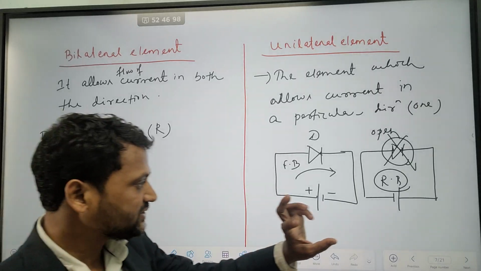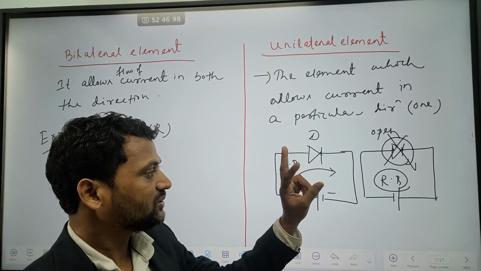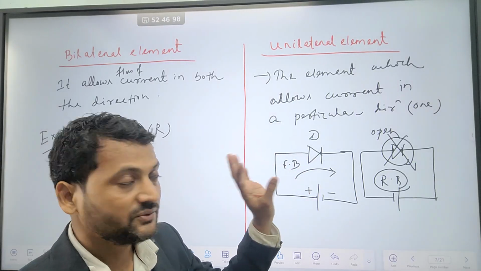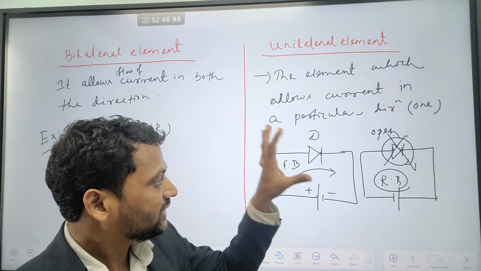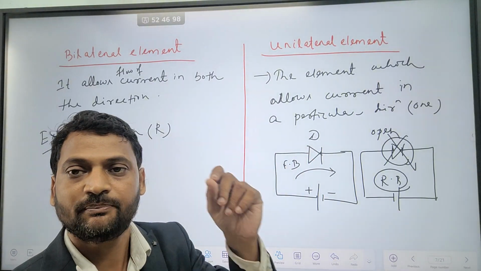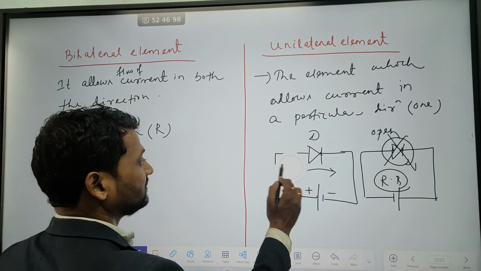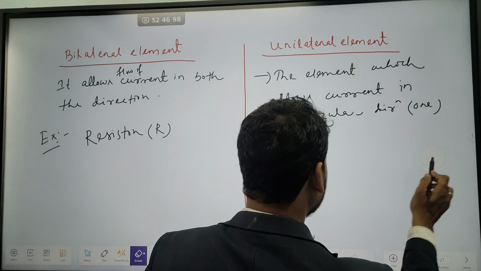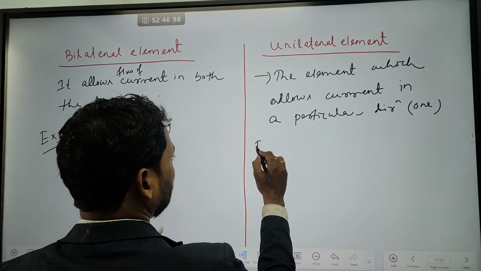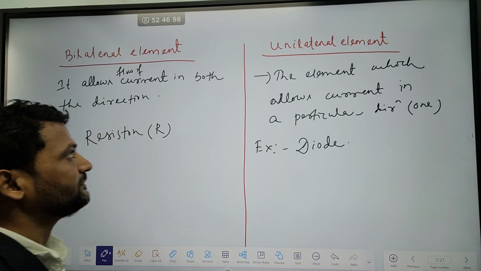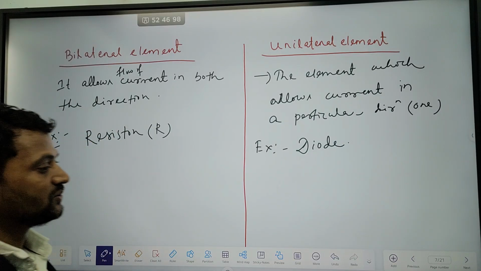Understood? So that means if we change the polarity, the direction will not reverse. So that means that element allows current in a particular direction. So that is called a unilateral element. So let me write the example. What is the example? The best example is the diode. Okay, is it clear?